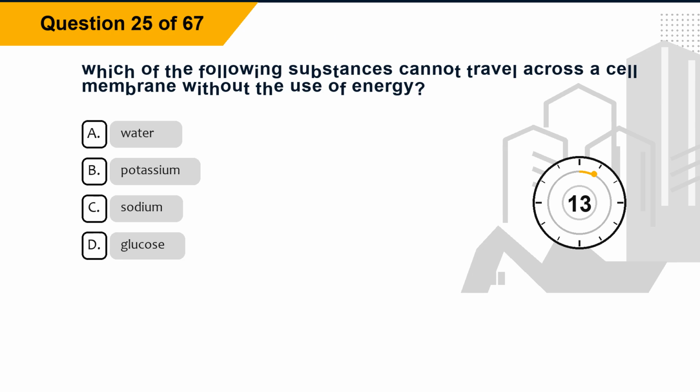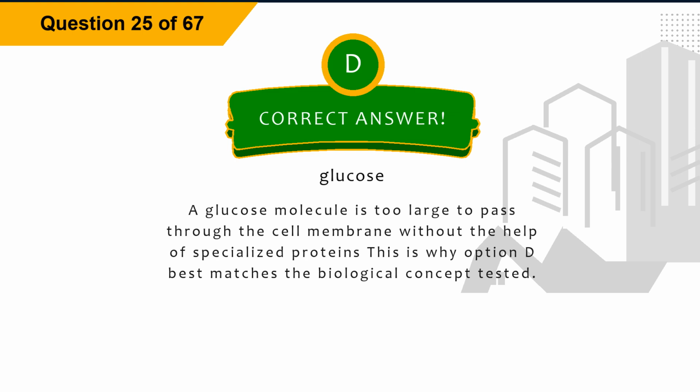Question 25. Which of the following substances cannot travel across a cell membrane without the use of energy? Option A, water. Option B, potassium. Option C, sodium. Option D, glucose. The correct answer is option D, glucose. Explanation. A glucose molecule is too large to pass through the cell membrane without the help of specialized proteins. This is why option D best matches the biological concept tested.